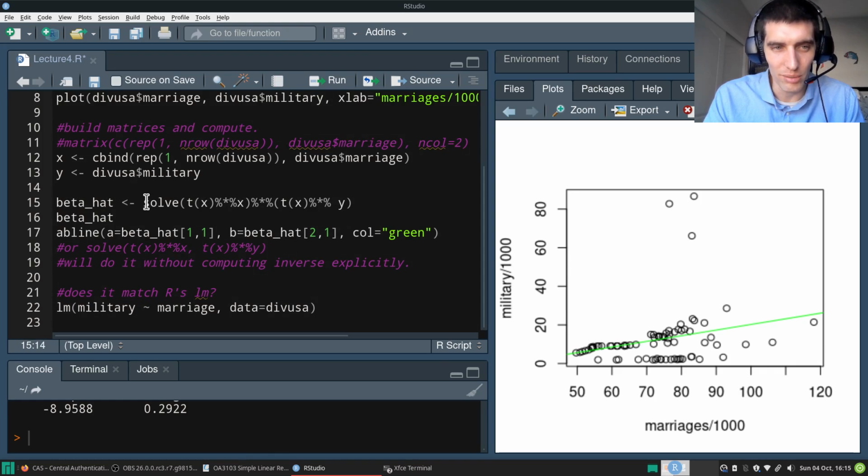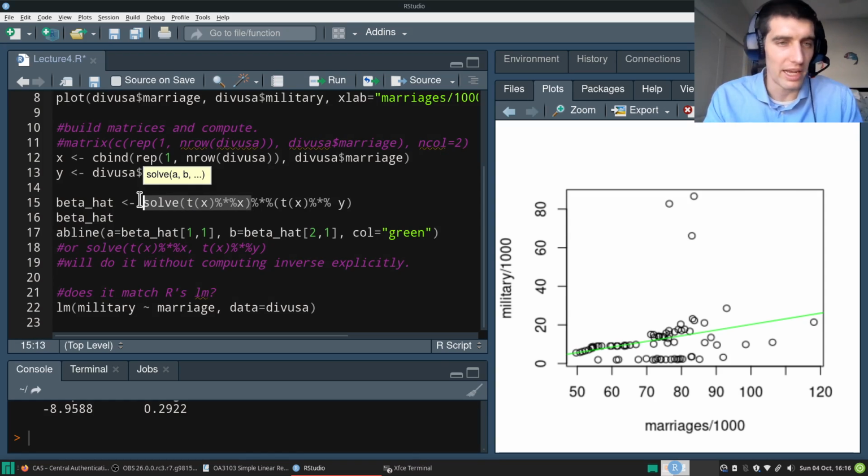How you actually compute this X transpose X inverse matters, because computing the inverse can sometimes be computationally burdensome, and so R is going to do something a little more clever under the hood to not compute that inverse entirely, just to compute this matrix multiplication without having to compute the inverse first. But we won't worry too much about that. This is indeed giving us the right answer.